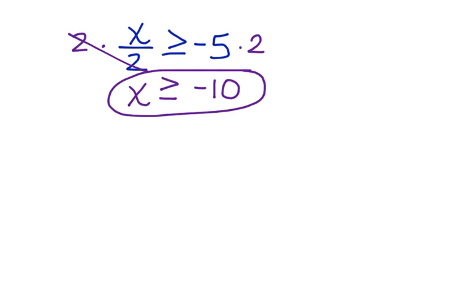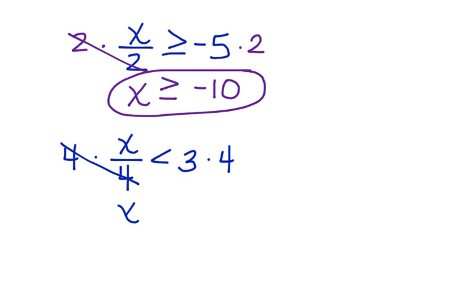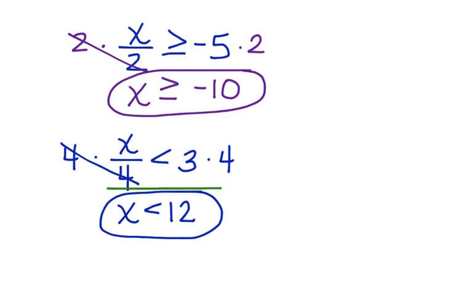Here's another one. X divided by 4 is less than 3. Again, we use the inverse of division, which is multiplication. Multiply both sides by 4. These cancel. X is less than 12. Any value less than 12 can be substituted into this inequality, and it will make it a true statement.